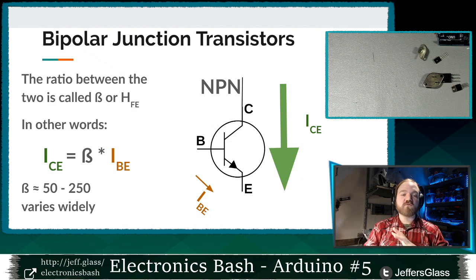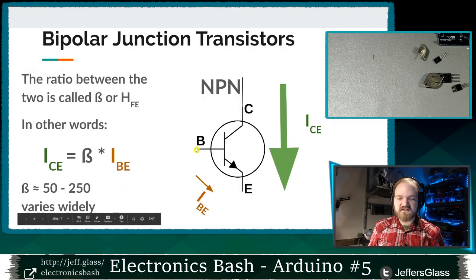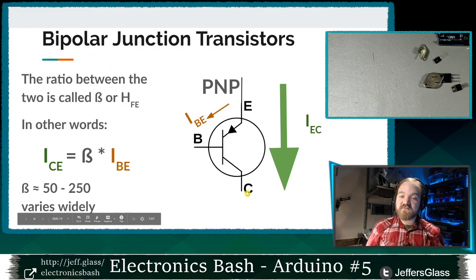So I wanted to introduce the idea of beta in a transistor, this ratio between the small current and the large current, because you're going to see it pop up sometimes as you're looking at transistors. To show you the drawing of what this looks like for a PNP transistor as well: for our NPN transistor, this base current flows out of the base down into the emitter. For our PNP transistor, it flows from the emitter down into the base, right?